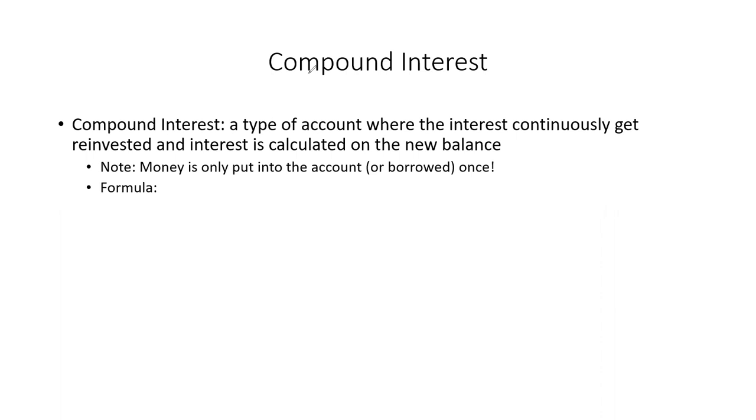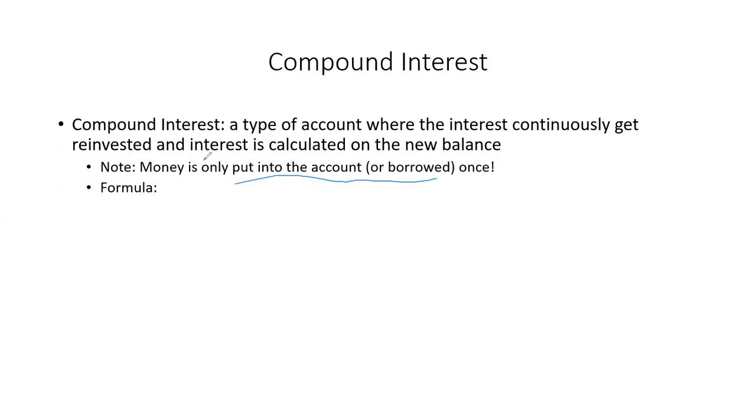So now we're saying we're going to get 5% every single time on our new total. So we're going to put some money into an account, or we're going to borrow it one time, and then it's just going to build from there. So I want to try to find a really good visualization for you, just to give you a better idea of what's happening.